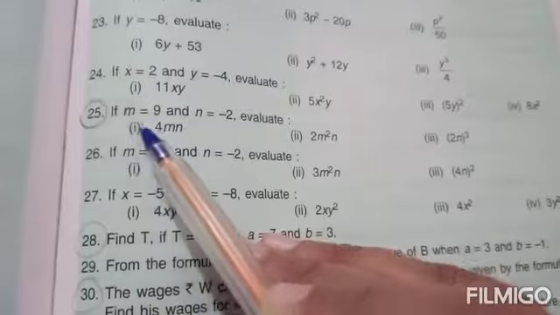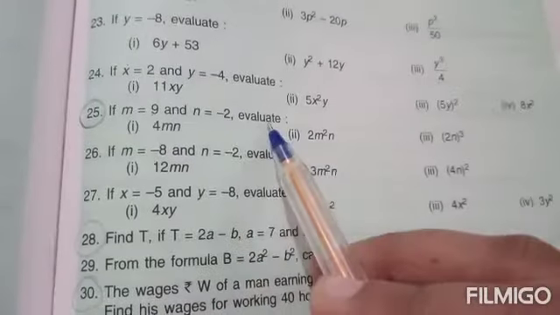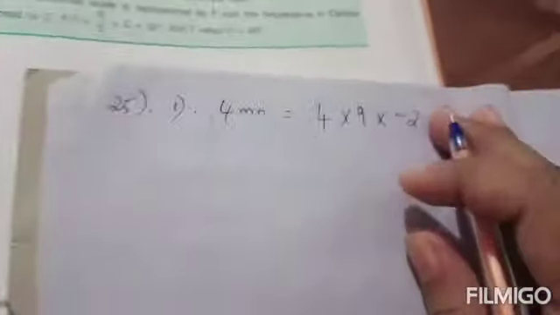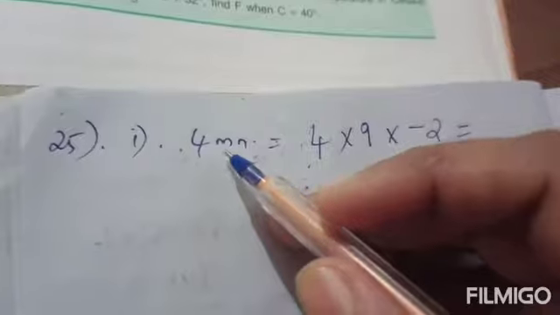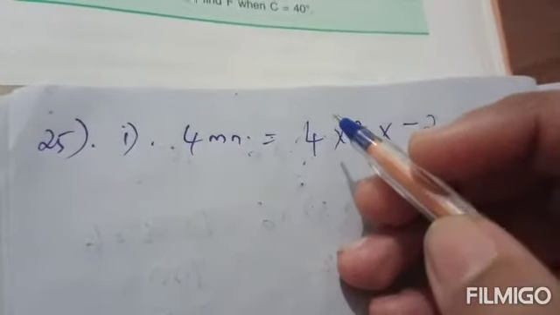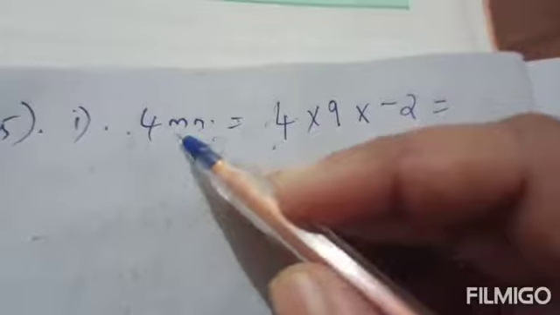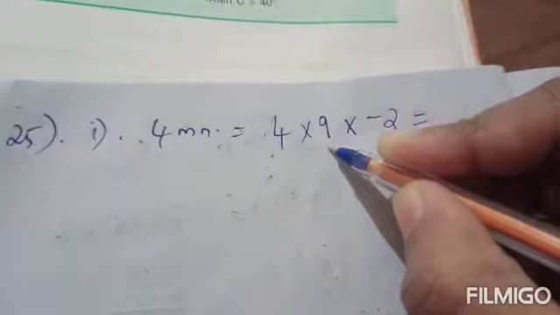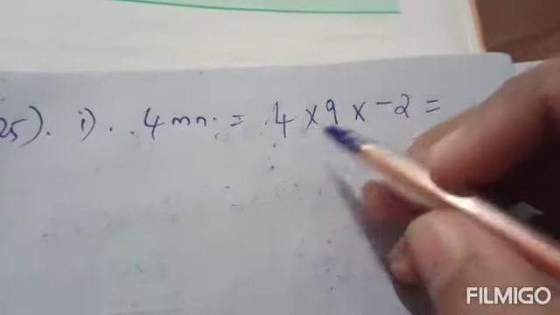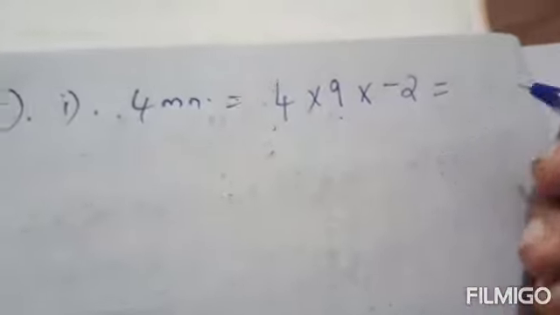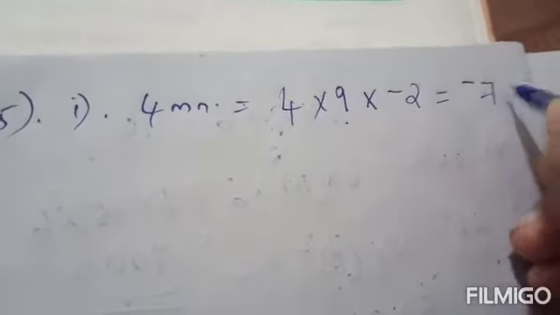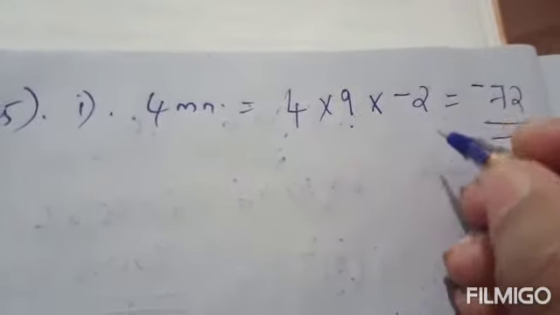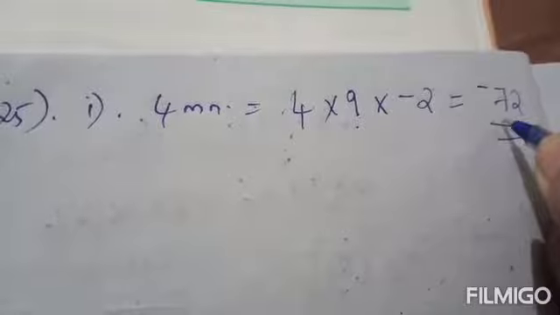25th question. If m equal to 9 and n equal to minus 2, evaluate. First one 4mn. So 4mn you need to find, given m equal to 9 and n equal to minus 2. So 4mn equal to 4 into m value, 9, and n value, minus 2. So 4 into 9 into minus 2, you will get minus 72. 4 into 9 is 36. 36 into minus 2, you will get minus 72.